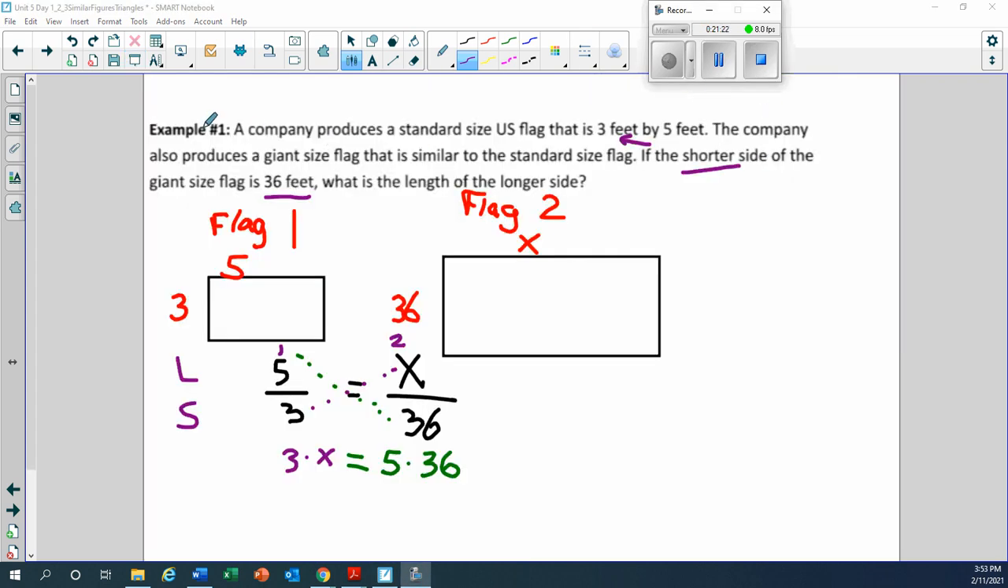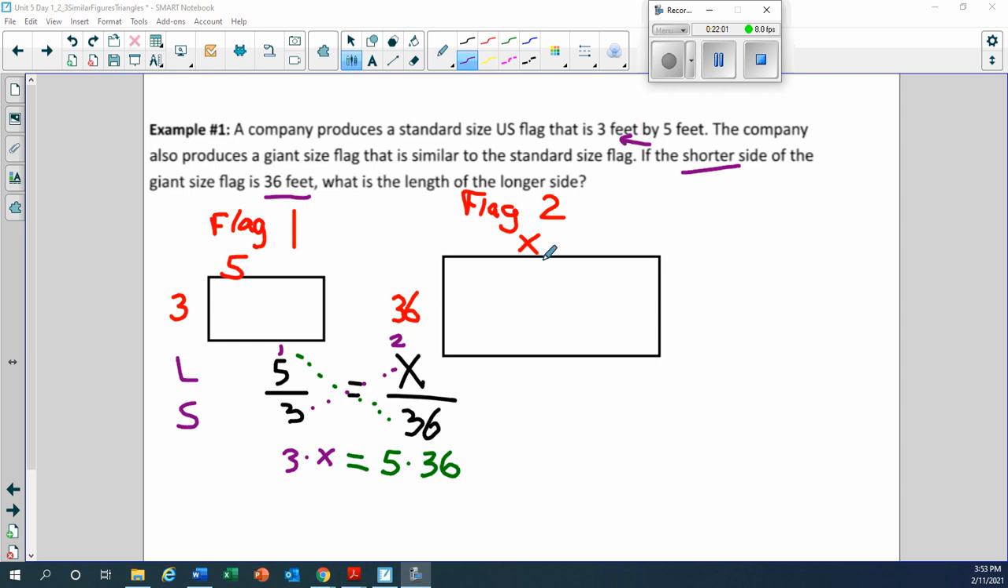All right. Example 1. A company produces a U.S. flag that is 3 feet by 5 feet, and a giant flag which is similar to the standard flag. The shorter side of the big flag is 36. What's the length of the longer side? Well, we have 2 diagrams. Flag 1, shorter side is 3, longer side is 5. Now, you can put it 3 over 5 or 5 over 3, but just to know, longer side is 5, shorter side 3, so we're going to go 5 over 3.